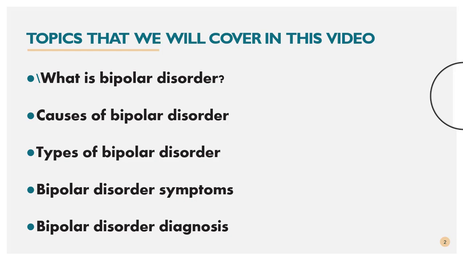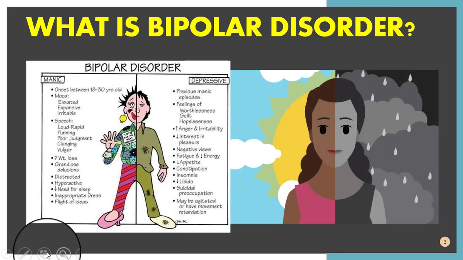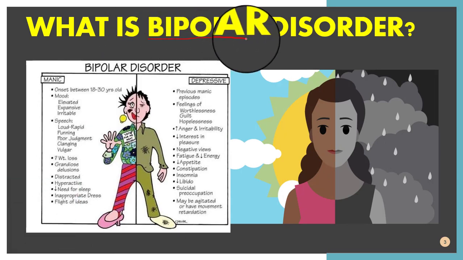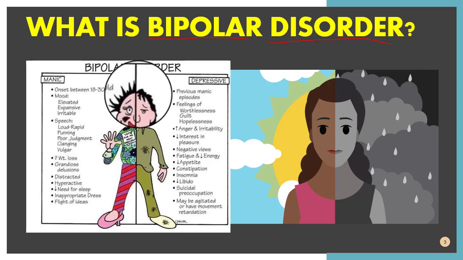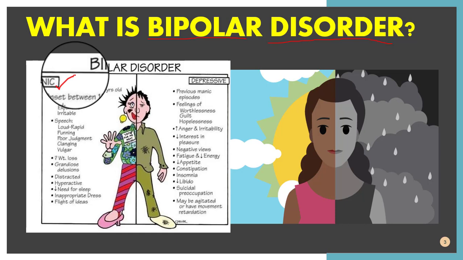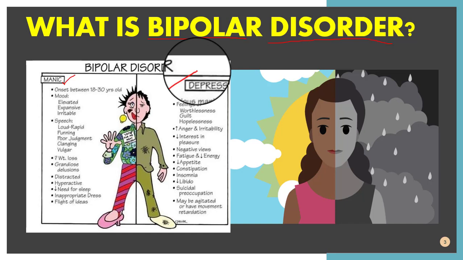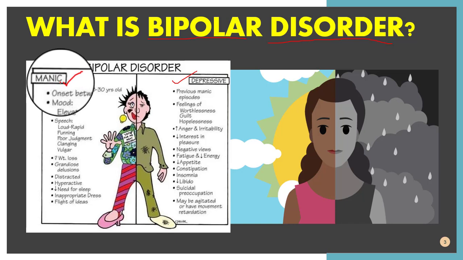So let's start. First of all, we'll talk about what exactly is the meaning of bipolar disorder. Bipolar disorder is a mental illness that is marked by extreme shifts in mood, or simply you can say mood swings. The symptoms can include an extremely elevated mood called mania, and they can also include episodes of depression. Bipolar disorder is also known as bipolar disease or manic depression. So this is the exact meaning of bipolar disorder.